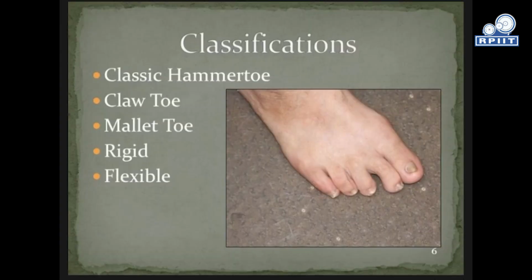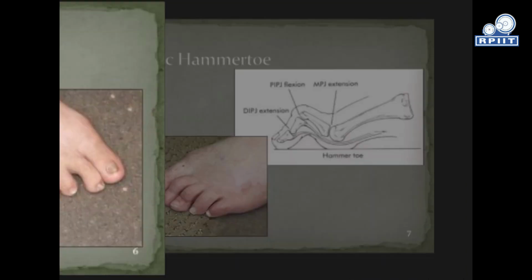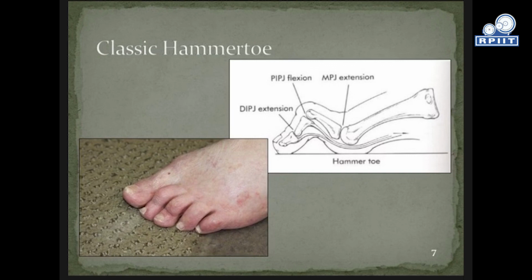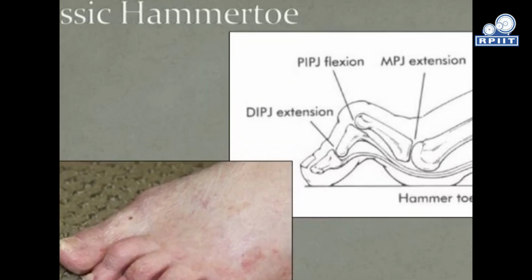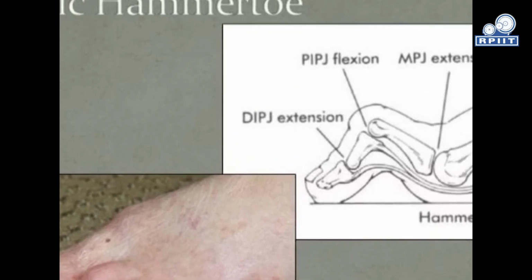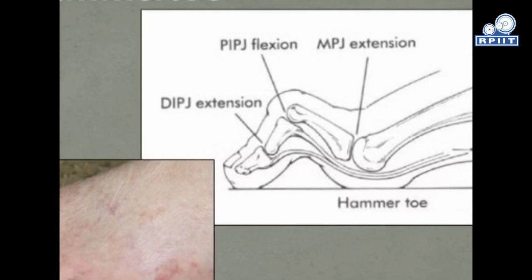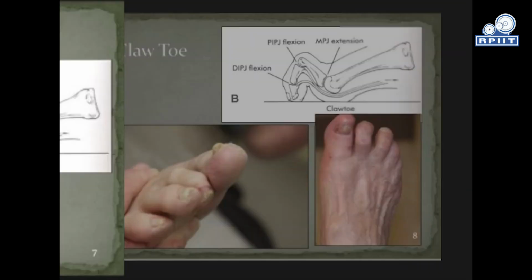Now classification. First is classic hammer toe, claw toe, mallet toe, rigid and flexible. Firstly, let's discuss classic hammer toe. You can see here the distal interphalangeal joint will be in extension position, the proximal interphalangeal joint will be in flexion position, and the metatarsophalangeal joint will be in extension position.